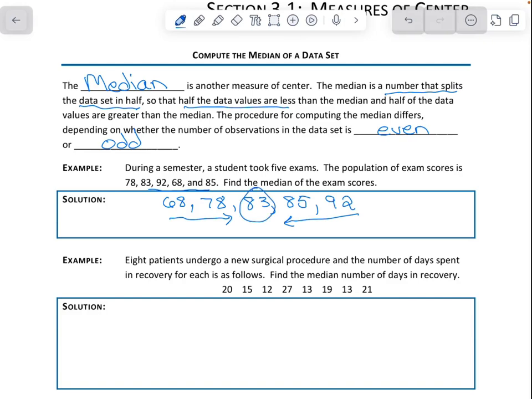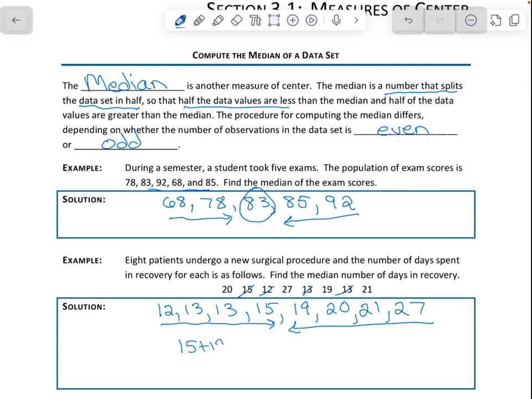Now, what if we have an even number of values? So on this one, I have a 12, 13, 13, I have a 15, I have a 19, 20, 21, and 27. So this time I have 8 pieces of data. If I go in an equal number each way, I'm actually between 15 and 19. So we literally go between 15 and 19 and find the average of those, which would be 17. We're finding the number in between those.